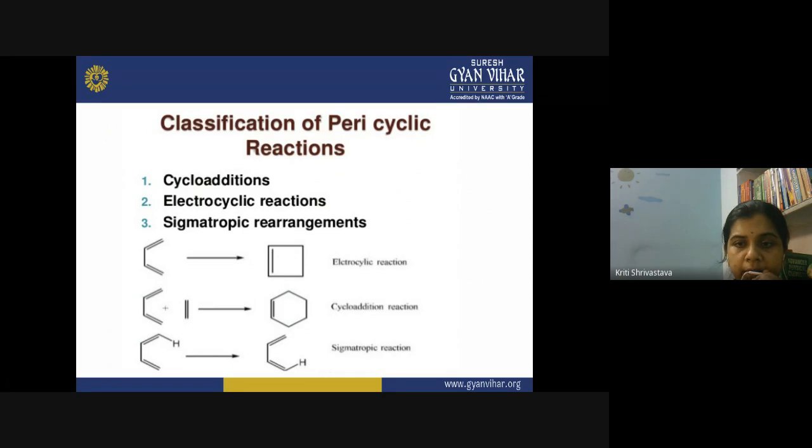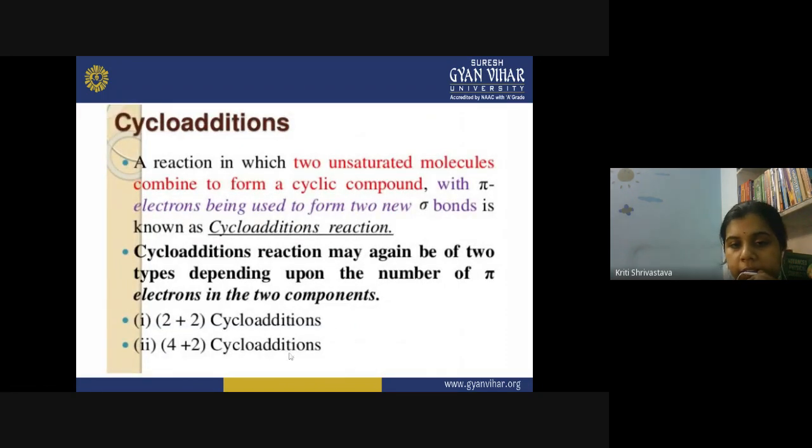So if you can see, here I have two pi bonds and one bond has two electrons. So in my two pi bonds, I have four electrons, and here I have one pi bond, so I have two electrons. So 4 pi electrons are here and 2 pi electrons are here. So what kind of cycloaddition is it? It is 4 plus 2 cycloaddition. One reagent has 4 pi electrons and the other reagent has 2 pi electrons.